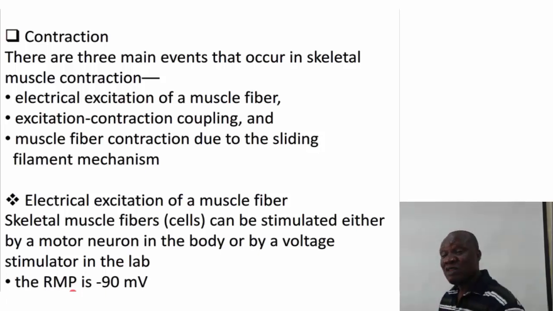Now we're going to look at the contraction of the skeletal muscle. Three main events occur in the skeletal muscle that result in contraction. First, they have to be electrically excited. We saw excitability in the nervous system when we were doing action potentials.